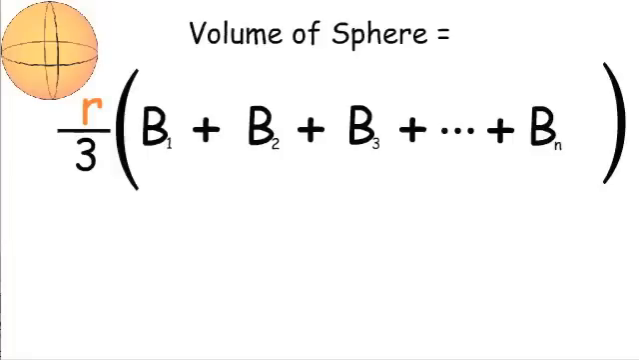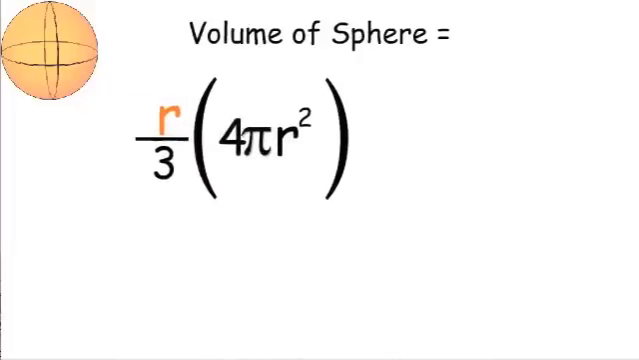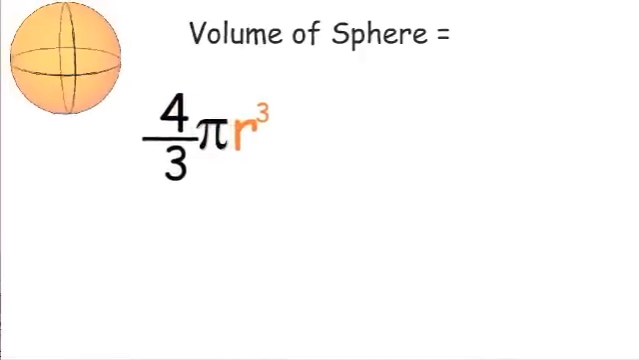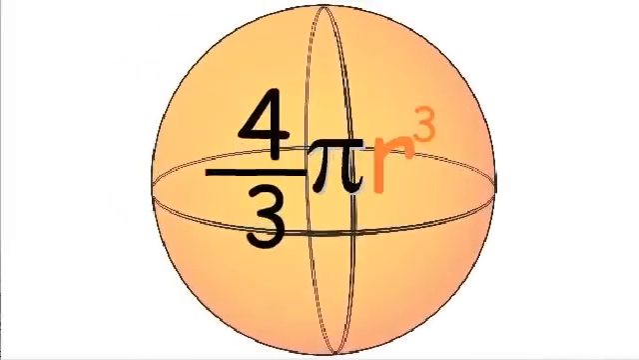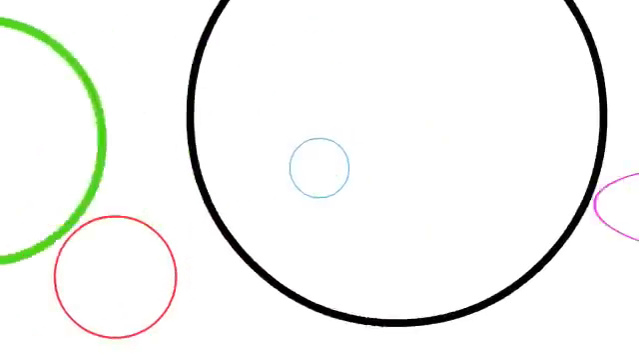So now let's go back to our simple formula and replace the sum of all bases with 4πr². Now we combine the r's together to get r³, and now we simply rearrange the equation to get 4/3 πr³. So 4/3 πr³ gives you the volume of any sized sphere that exists.